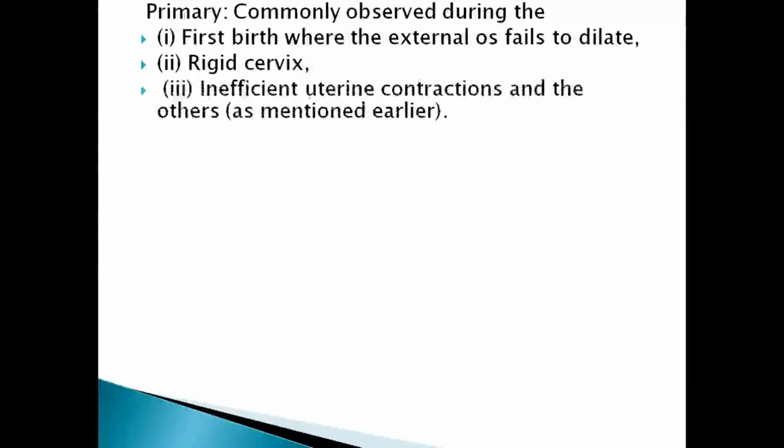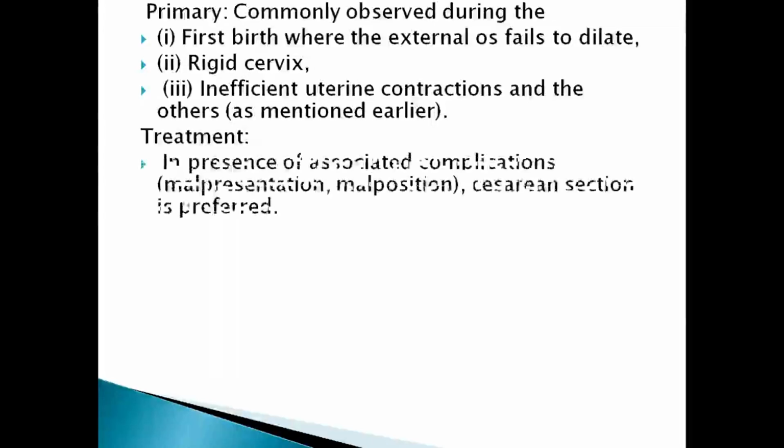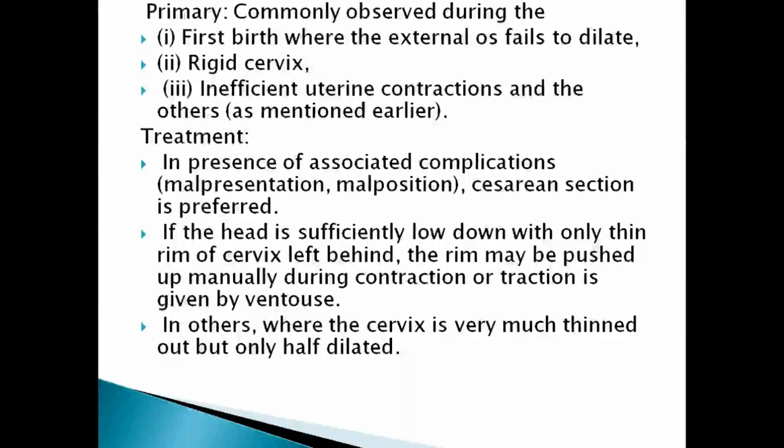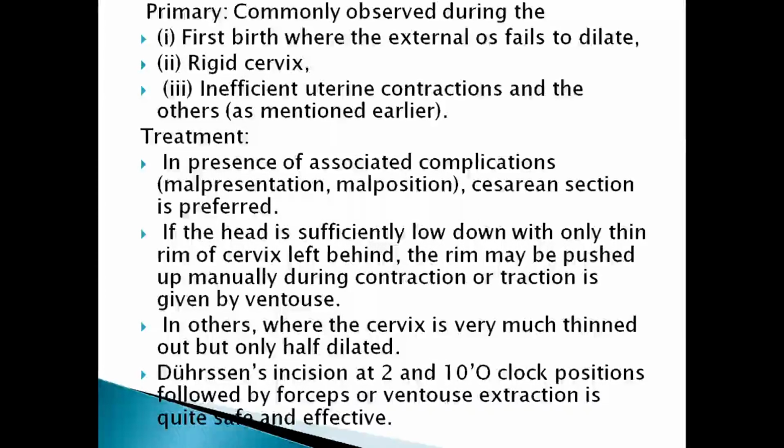Primary is commonly observed during the first birth when the external os fails to dilate, in the case of rigid cervix, insufficient uterine contractions and others. Treatment: in the presence of associated complications like malpresentation, cesarean section is preferred. If the head is sufficiently low down with only a thin rim of cervix left behind, the rim may be pushed up manually during the contraction or traction is given by ventouse. In others, where the cervix is much thinned out but not fully dilated, incisions at 2 o'clock and 10 o'clock positions followed by forceps or ventouse extraction is quite safe and effective.